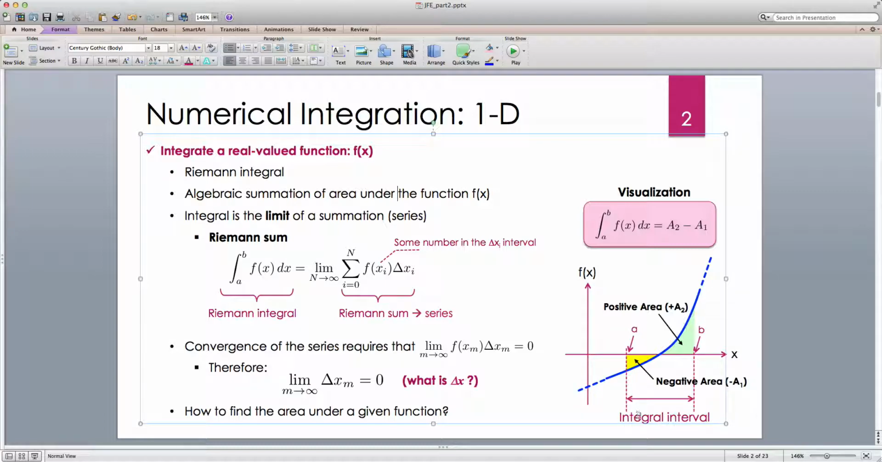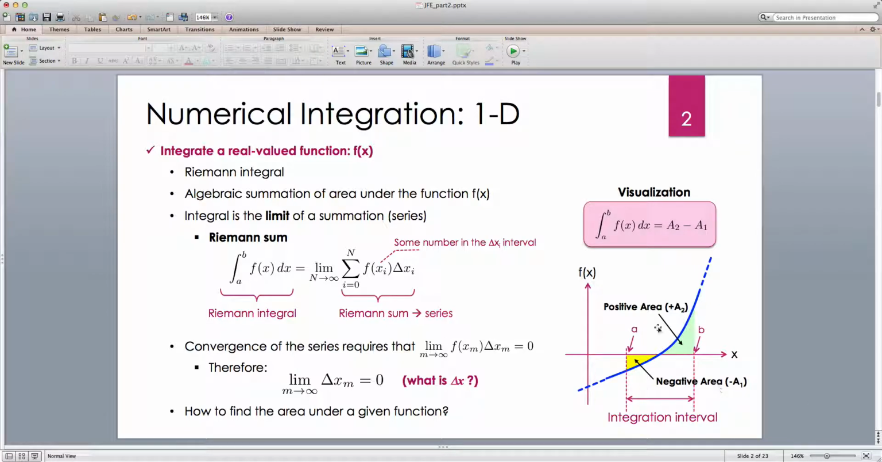our integration interval is from a to b, and in this interval the function is actually crossing the x-axis, so one part of the function is below the x-axis and the other part is above it.